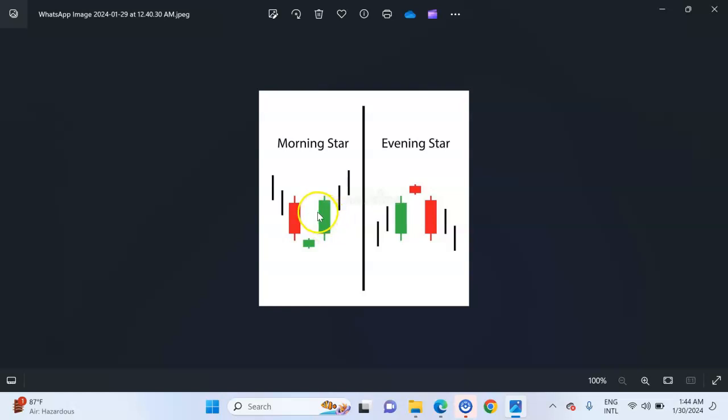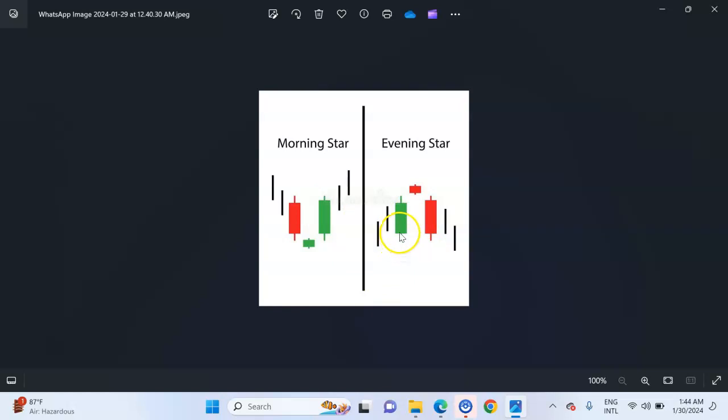But we did not see that candle. We first saw an indecision candle telling us that the market has not decided. The market participants have not decided whether they are going to continue being bearish or bullish. Then after the indecision candle, we now saw a bullish candle. That is what a morning star is.